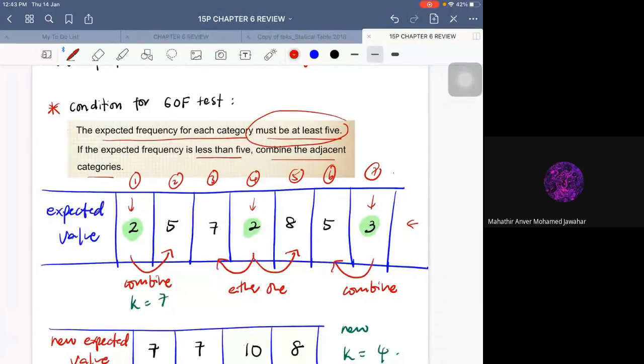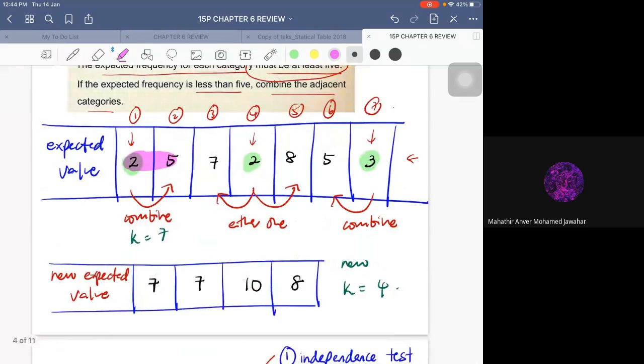So what would you do if you come across a frequency that is less than 5? You are going to combine. For this case, because this is the first data, I have no other choice. I have to combine it with the second data right next to it. So I'm going to put them together, and now they are going to be in the same category. So 2 plus 5, this is going to be our new category, which is going to be 7. This one, we just retain as it is because there is no problem.